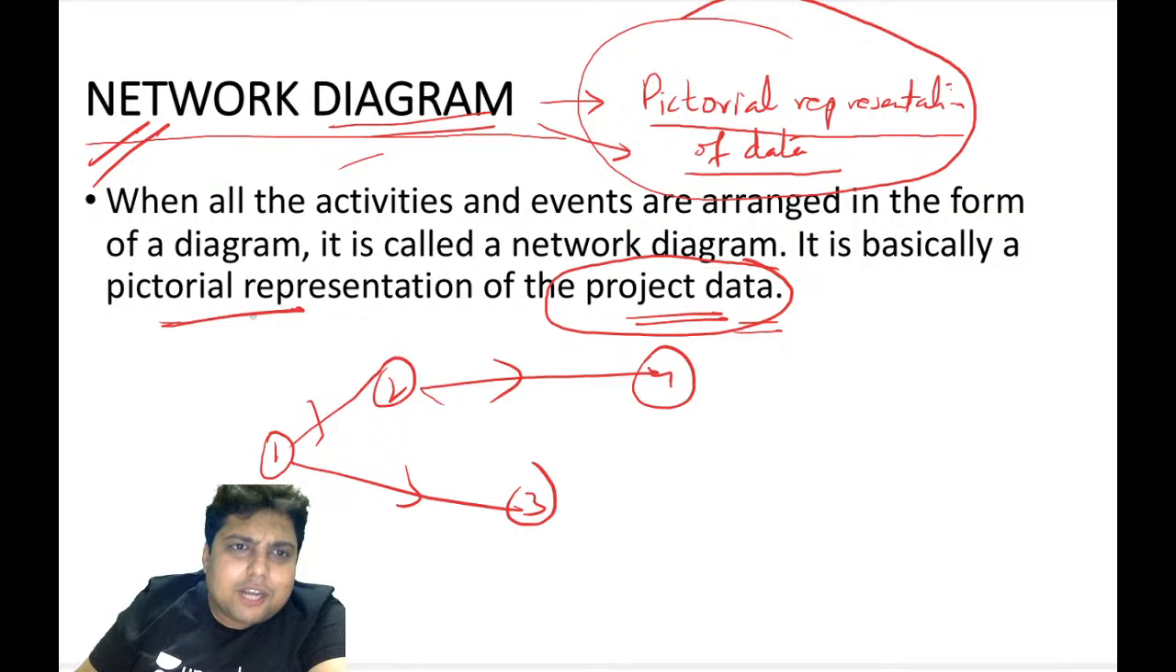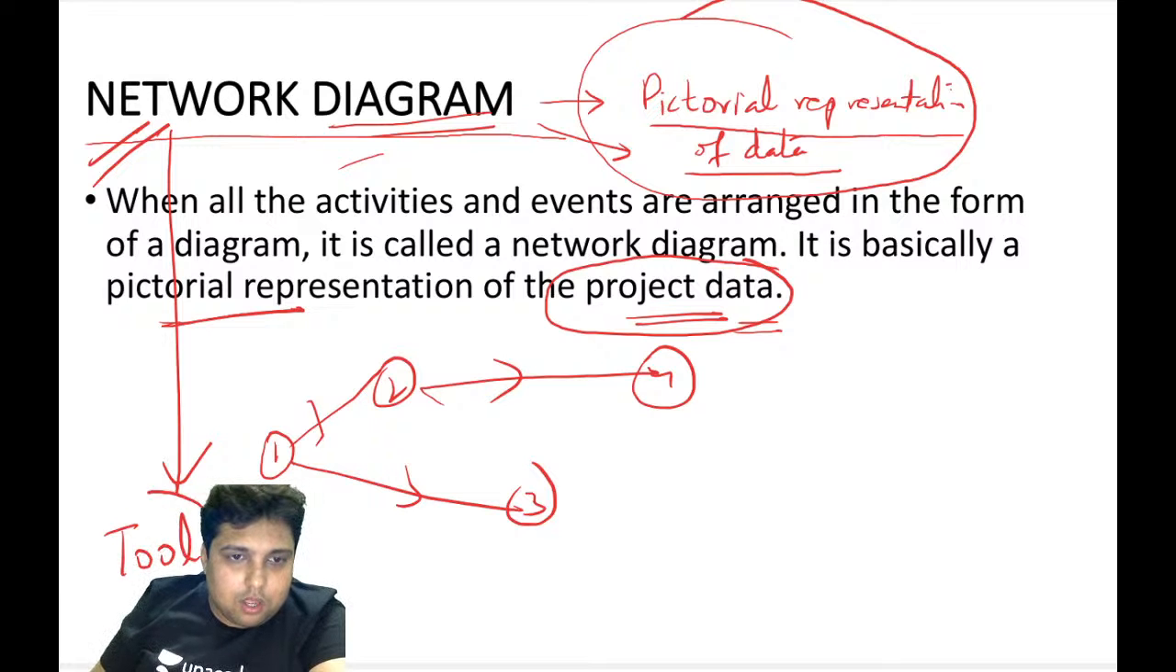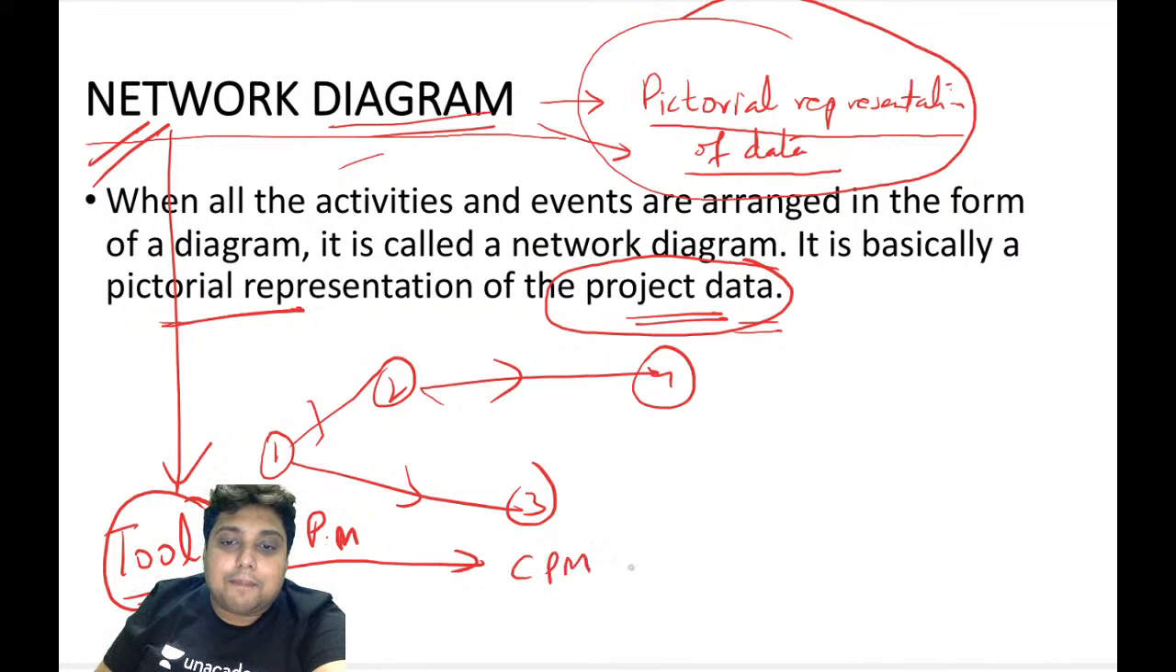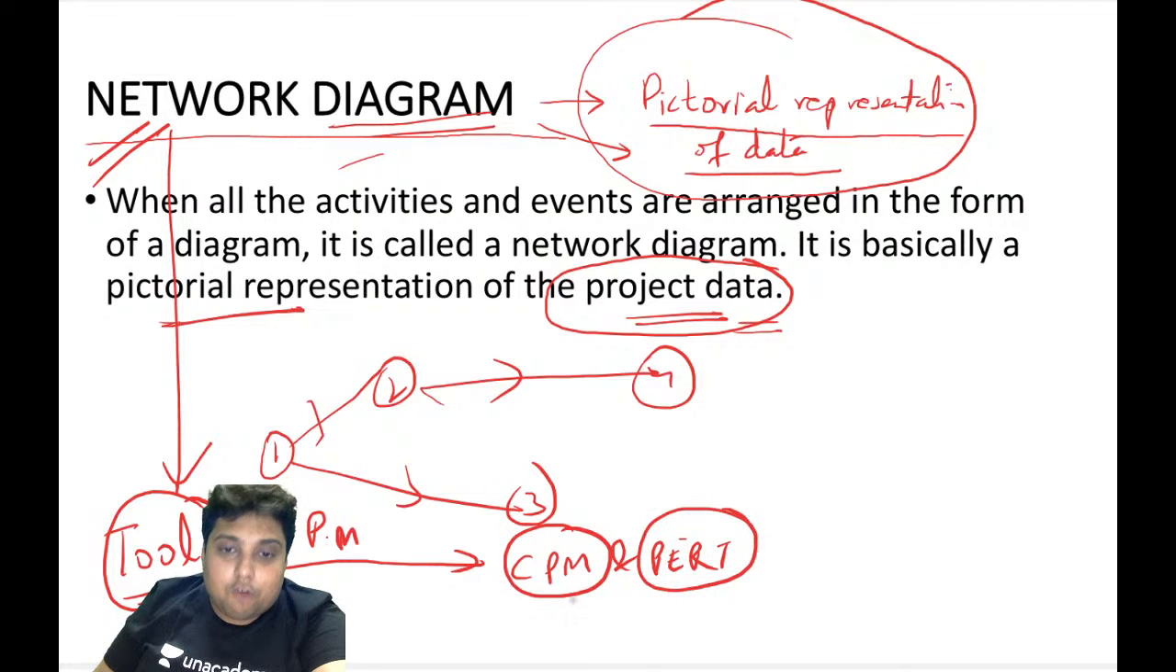Why are we looking into this suddenly? You see, the network diagram is nothing but a tool. Network diagram is nothing but a tool. Tool for what? Tool for project management, my friends. And project management has two techniques, CPM and PERT. If you want to use these two techniques, CPM for deterministic projects and PERT for probabilistic projects, you will have to make sure that you learn this tool.